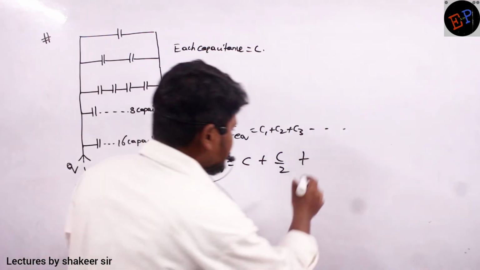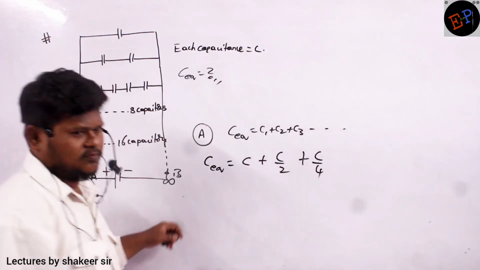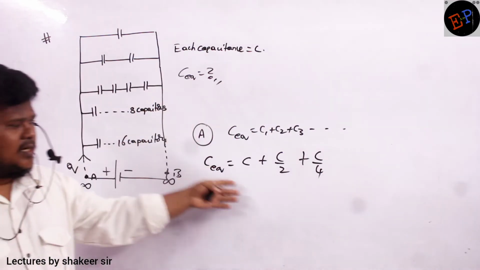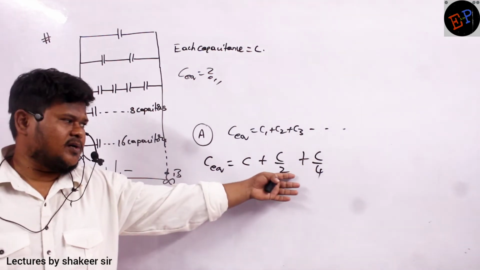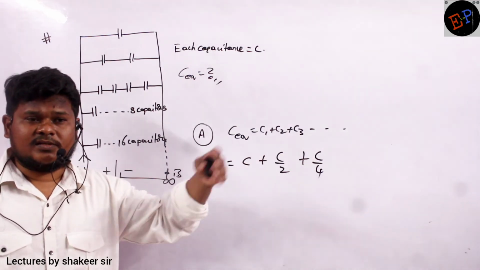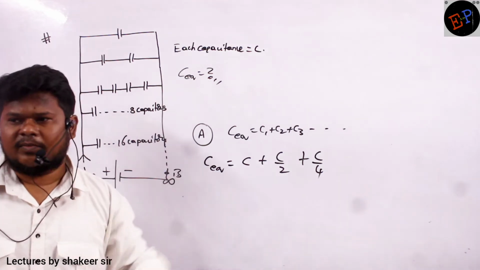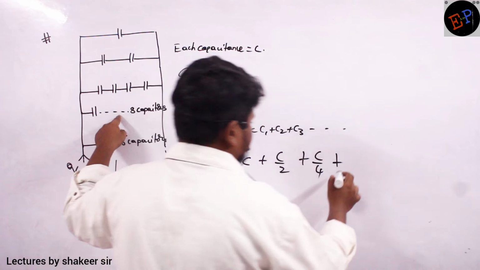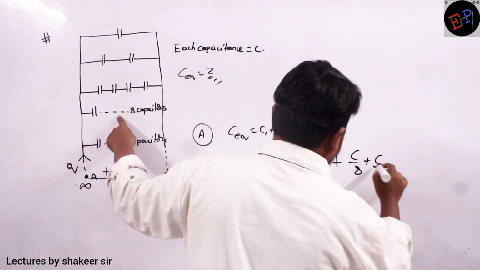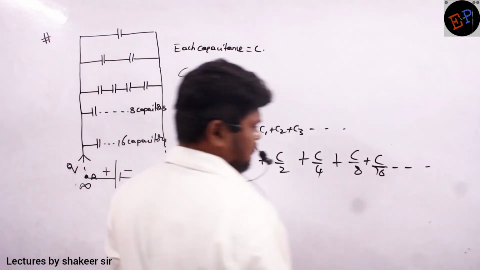So equivalent capacitance will be how much? C by 4. If capacitors are equal, directly you can write values like this one. If 4 capacitors are in series, you can write C by 4. If 10 capacitors are in series and every capacitance is the same, you can write C by 10. Like this you can write. Plus C by 8, plus C by 16. Like this you can go on.